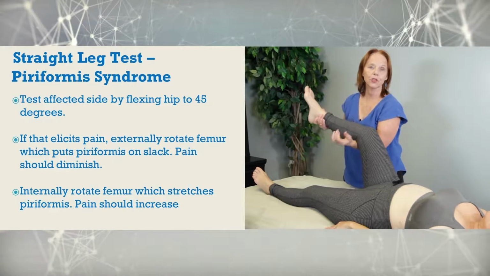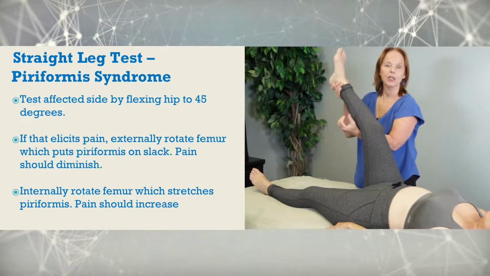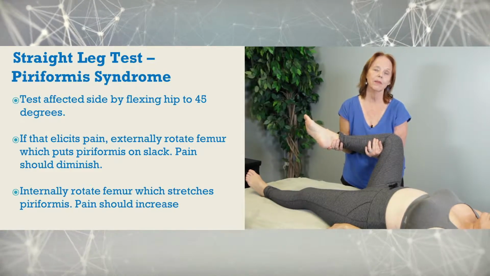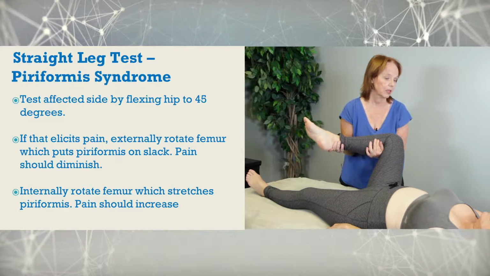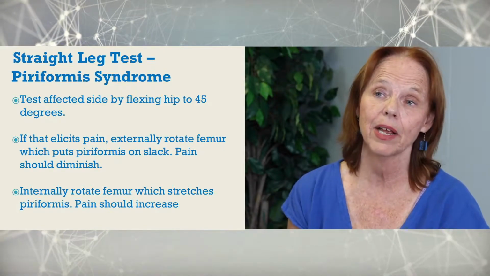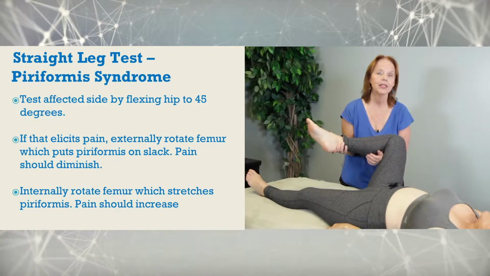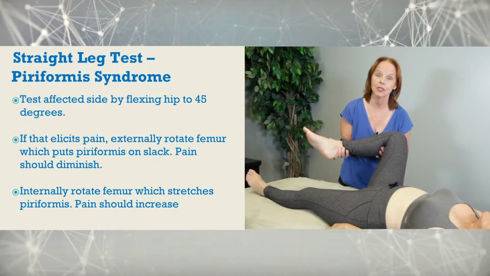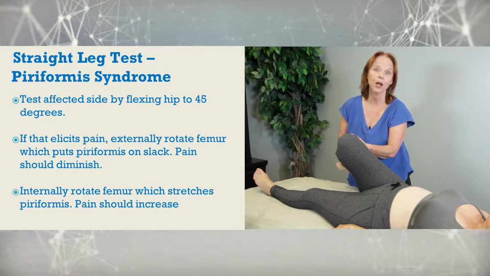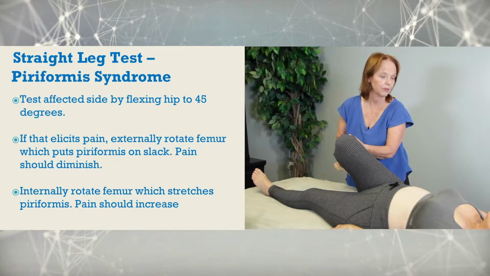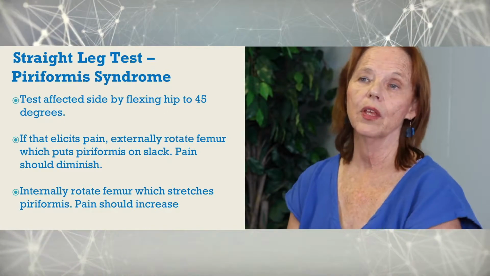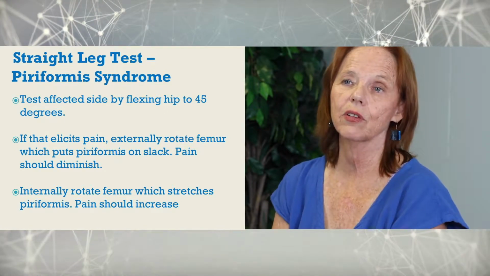So now I'm going to externally rotate. I increase the flexion, externally rotate, and I'll ask her if that makes her symptoms any better. Yes. So I put the piriformis on slack by externally rotating it. So that made it better, which is consistent. Now, if I internally rotate, that's putting it on a slight stretch. Does that make it a little worse? Yes.